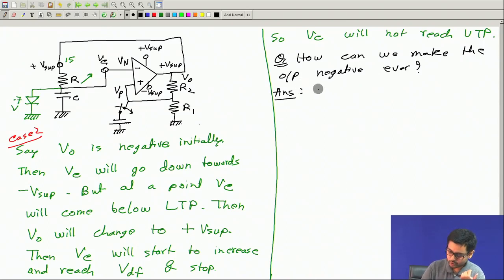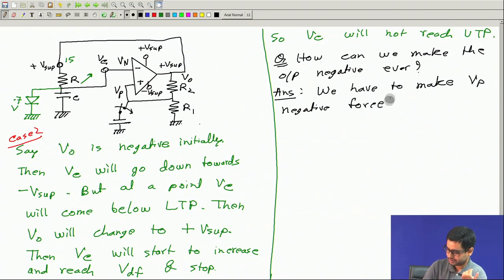So the answer is, we have to make Vp negative forcefully. Okay, this is called triggering. And we shall continue about this in our next class. Okay, just think about it, that to make the output negative, we can forcefully apply a voltage like this. Somehow we have to make this negative.